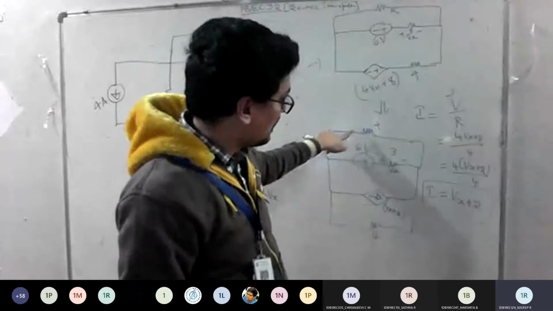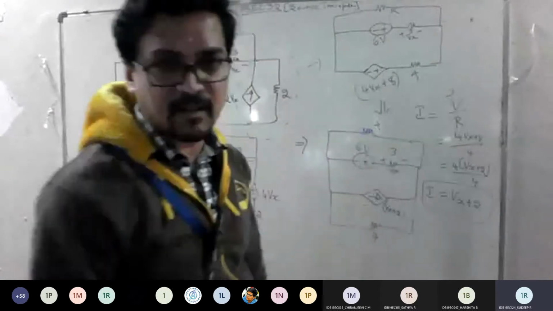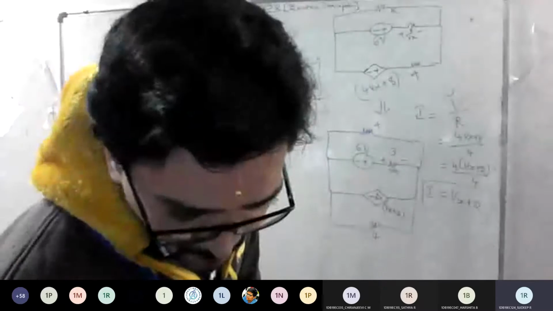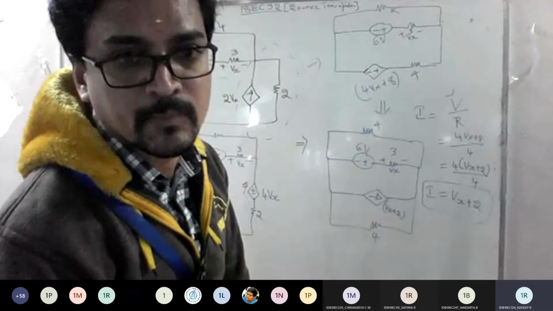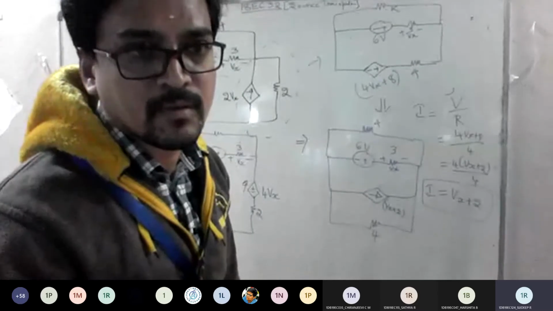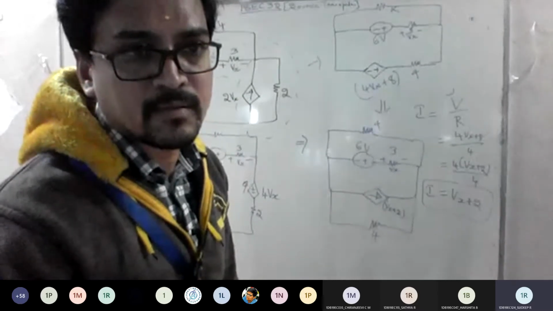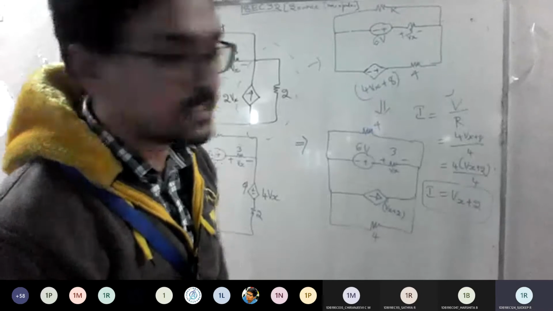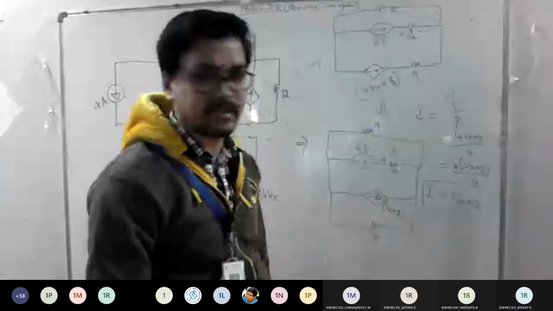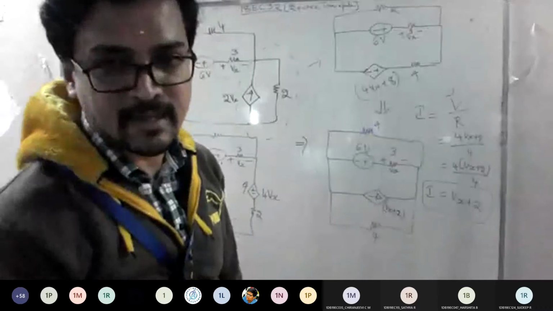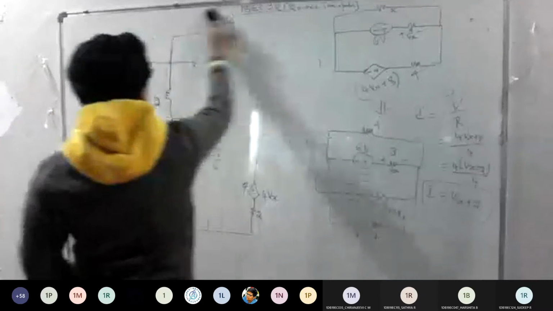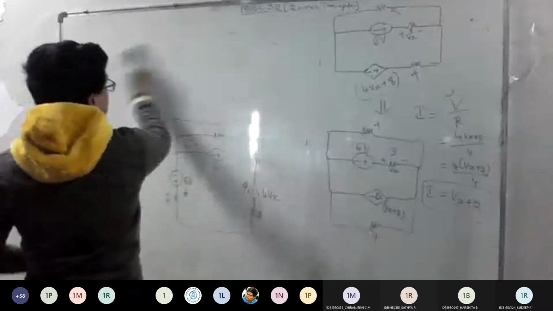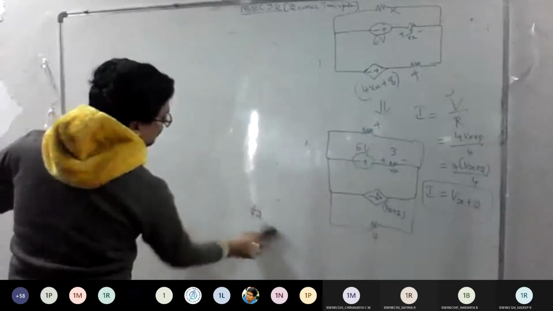Now what? Can I convert this 4 and 4 in parallel? I will get one single resistor. What is the answer for that? 2 ohms. What is 4 into 4? 2, no? So now what is the new circuit?